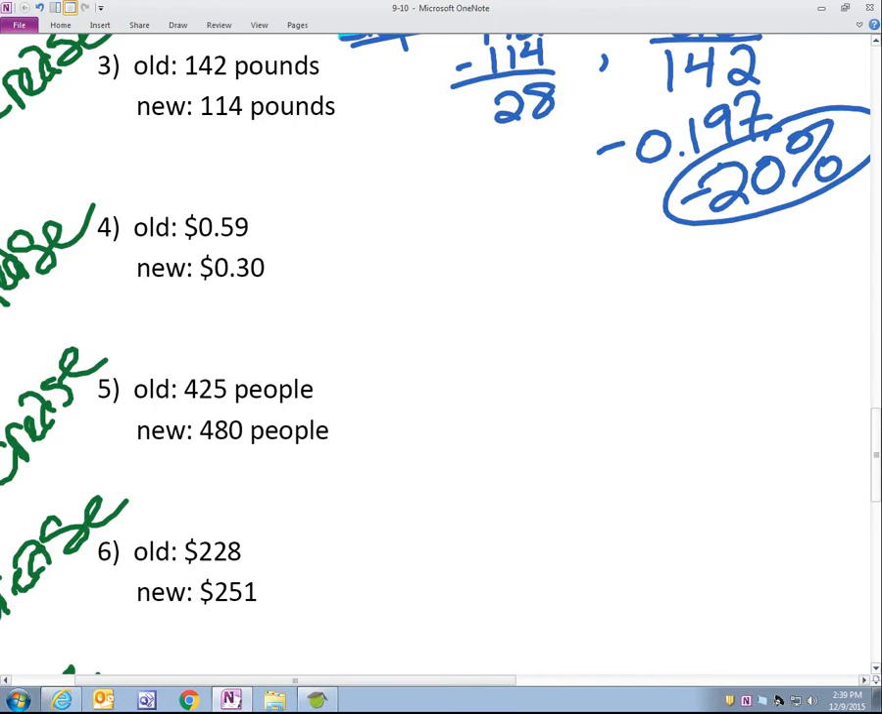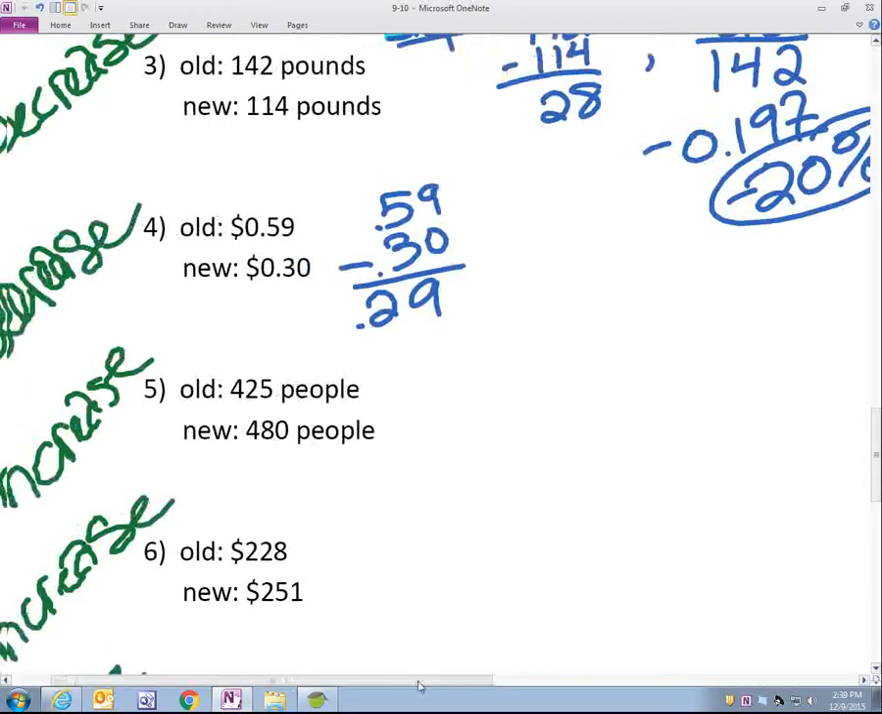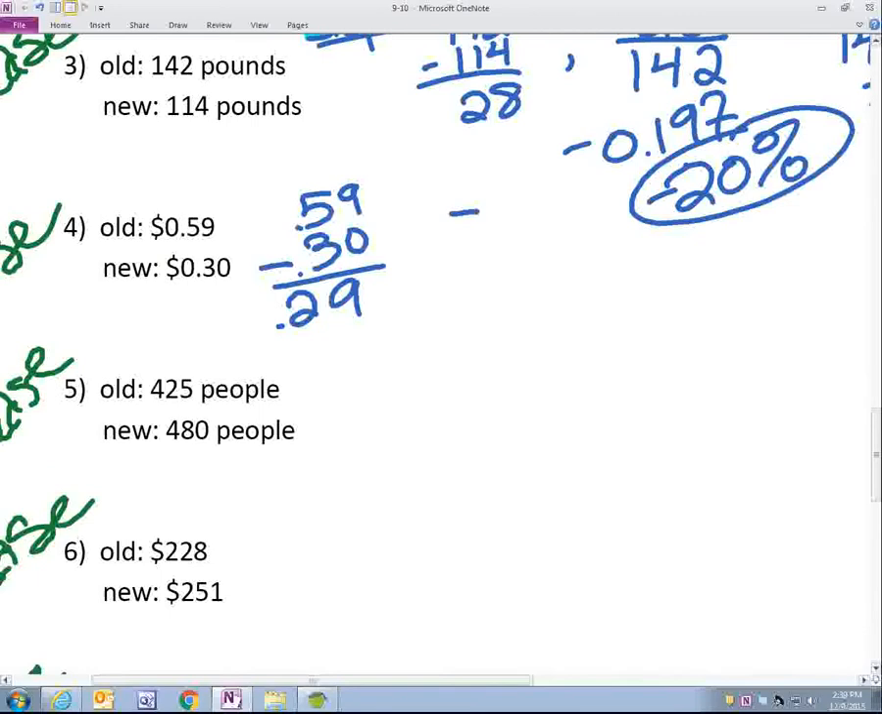Here we go. My difference. I have to subtract from the bigger one. Okay, 29. So I now have, is it an increase or a decrease? It is a decrease, which means it's going to be negative 0.29 over the original, which is 0.59. That's money. And that's money. I'm going to set that up, and that's all we're going to do for right now, okay? You know that you would have to divide that fraction to get a decimal, all right?